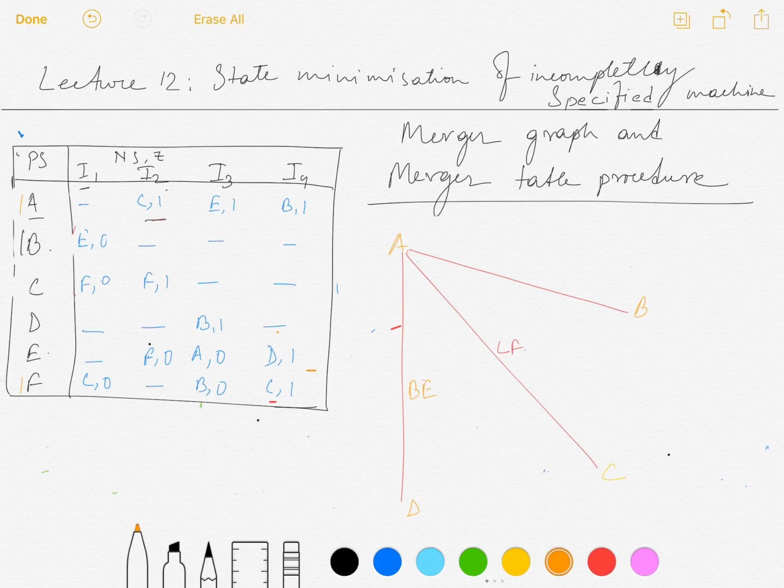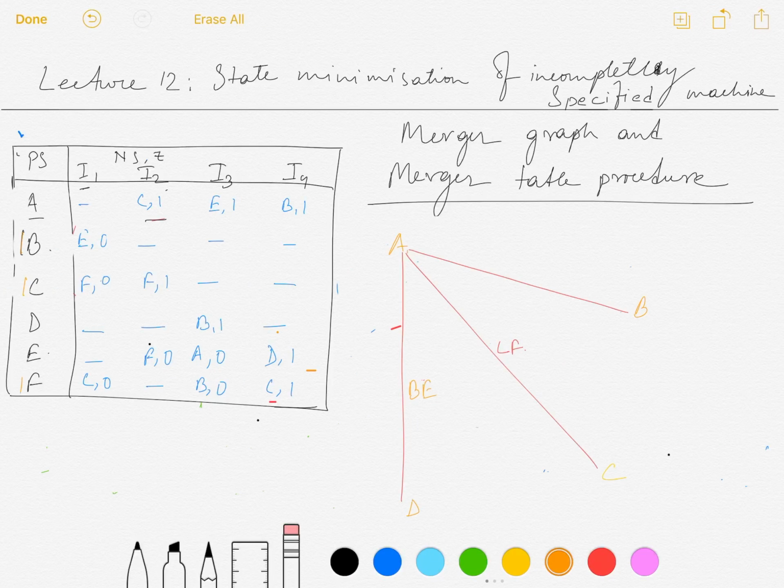Okay. Now, let us check for B and its pair. So, first for BC, I1 output is same and its implied pair is EF. We have to check the compatibility of this implied pair EF later on. I2 output is same, I3 and I4 outputs are same.